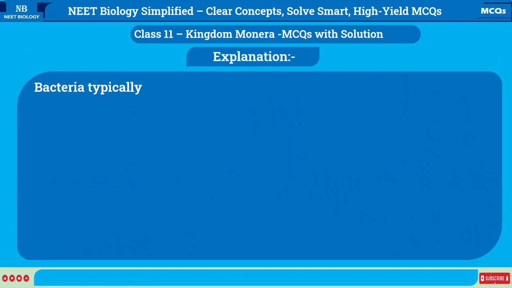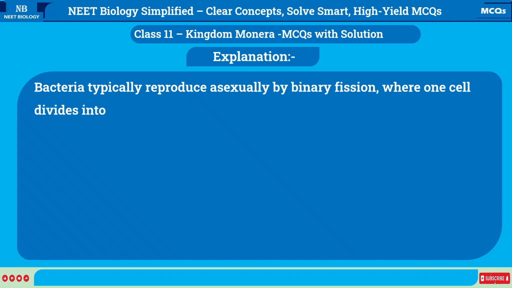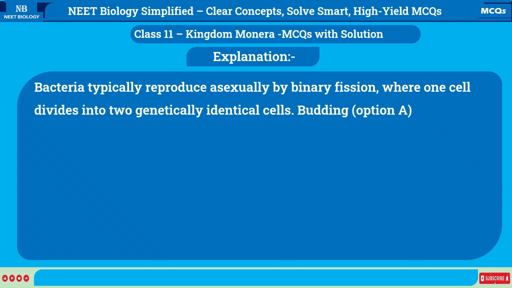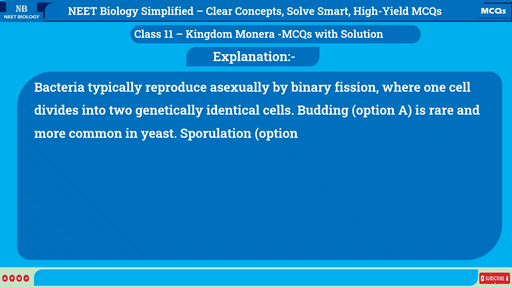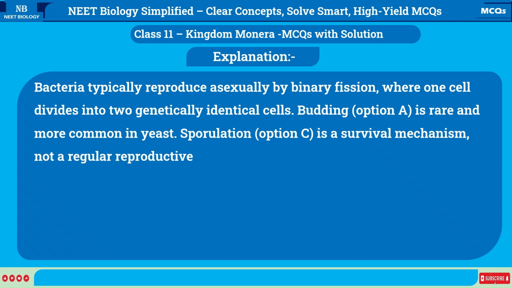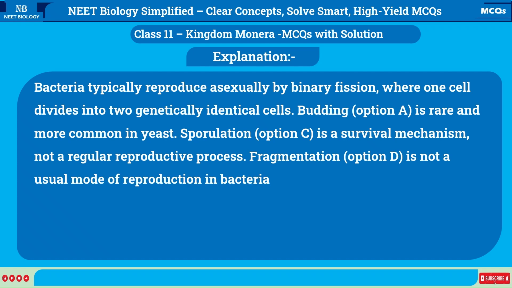Explanation: Bacteria typically reproduce asexually by binary fission, where one cell divides into two genetically identical cells. Budding, option A, is rare and more common in yeast. Sporulation, option C, is a survival mechanism, not a regular reproductive process. Fragmentation, option D, is not a usual mode of reproduction in bacteria, but is more associated with filamentous organisms like fungi.